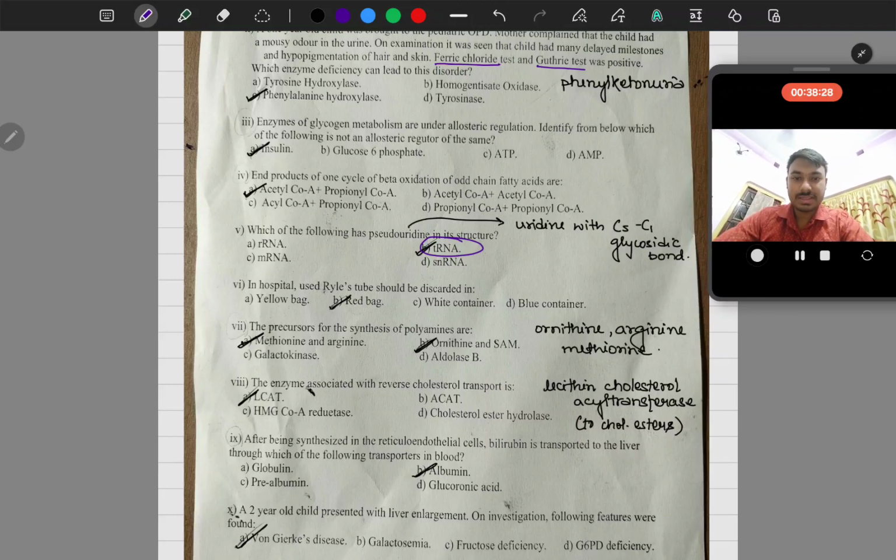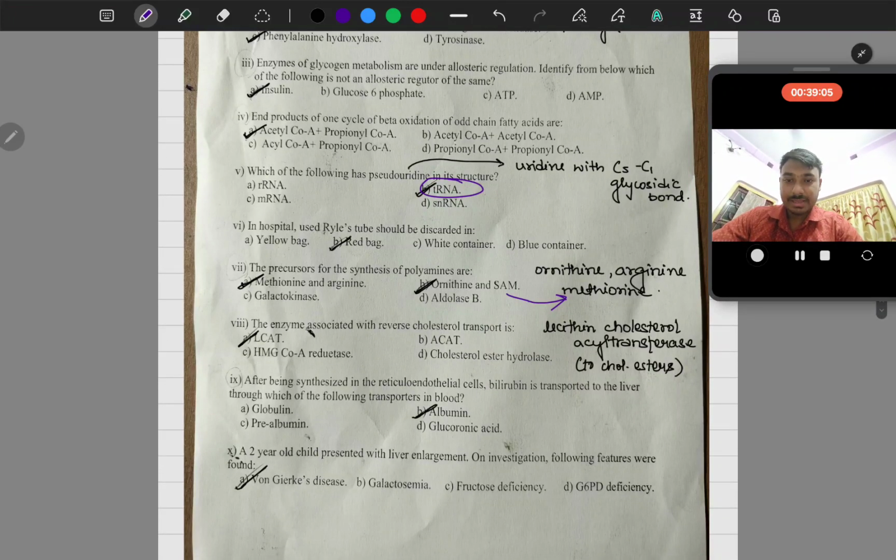The precursors for the synthesis of polyamines are. The precursors of the polyamines are ornithine, arginine and methionine. So here both can be answered, methionine and arginine. Option A and option B both can be answered. SAM is also part of the methionine. So both can be answered, but after discussing with the faculties and all, they are saying that ornithine and SAM is the answer. I don't know, but both can be the correct answer.